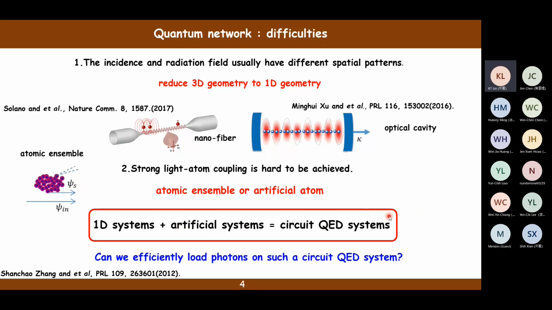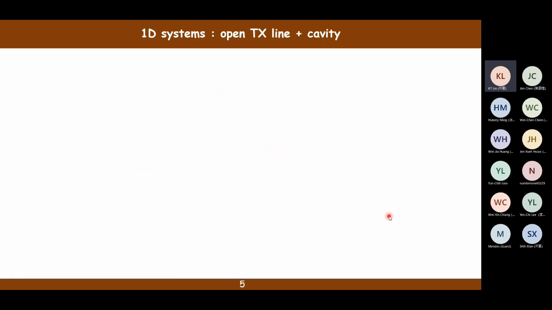Before I answer this kind of question, let me make a digression to talk about what kind of systems we are considering in our work. So as I mentioned, we need a 1D system plus artificial atoms.